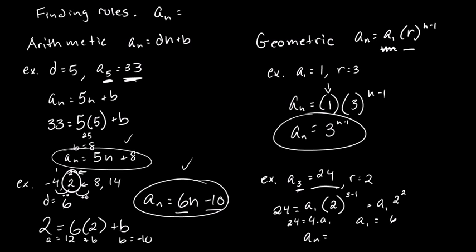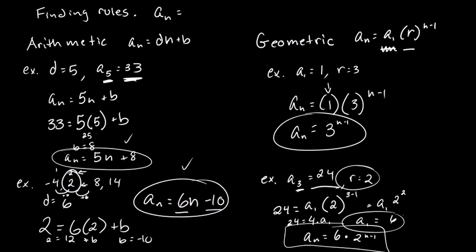So then I can now write my rule, as I have my a sub 1 and my common ratio: 6 times 2 to the n minus first power. And right there is your rule.